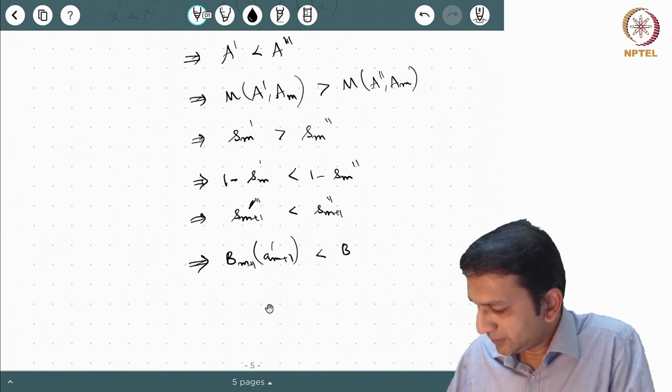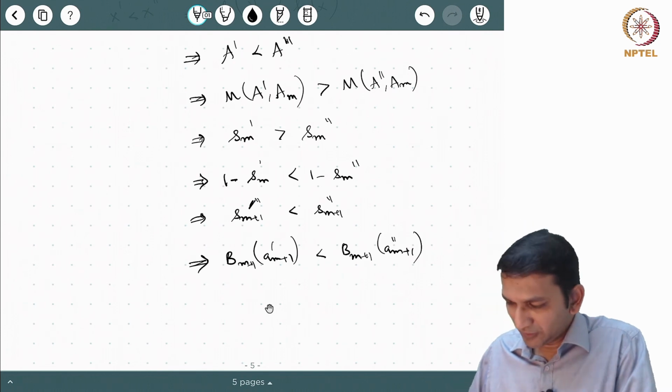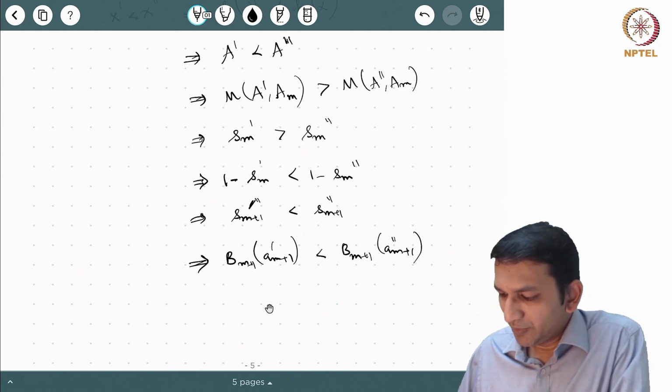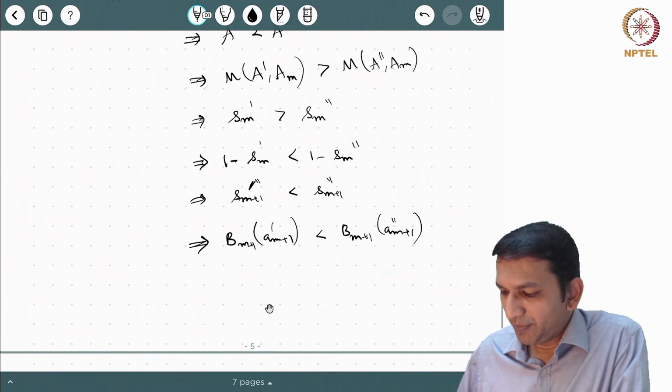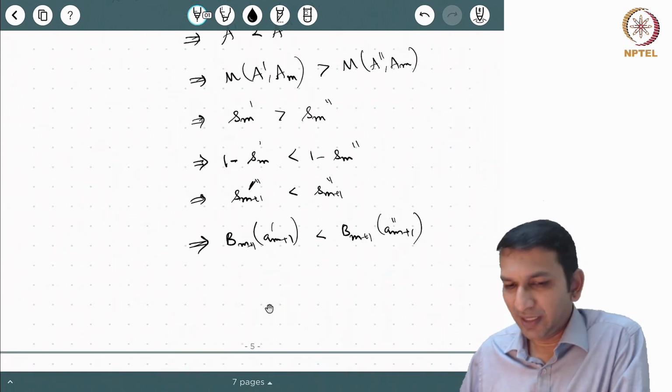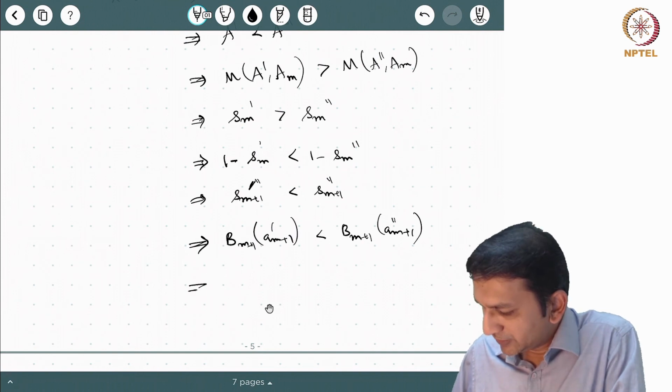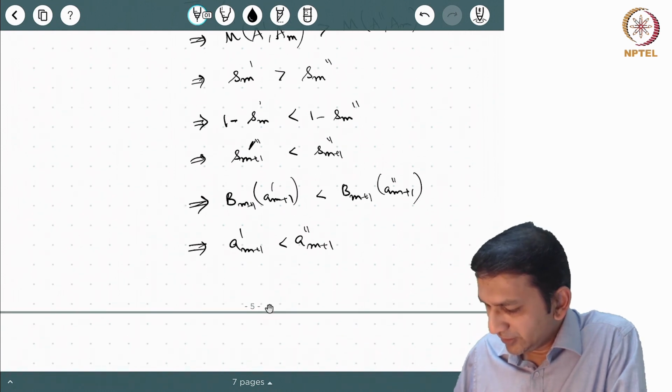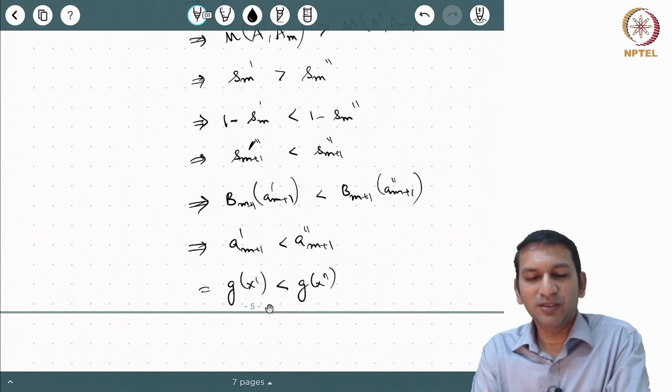This is less than BM+1 dash AM. BM+1, BM+1, AM+1 dash. Now remember, BM+1 on this interval is strictly increasing, which means the corresponding A dash M+1 is less than A double dash M+1. But this is essentially G of X dash. This is G of X double dash, which means this is smaller than this.